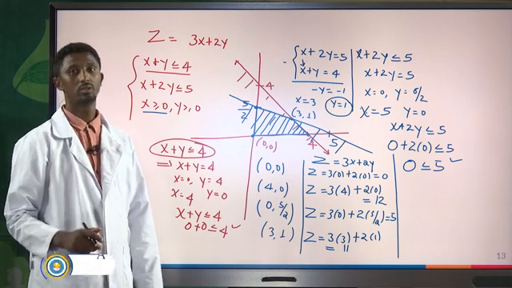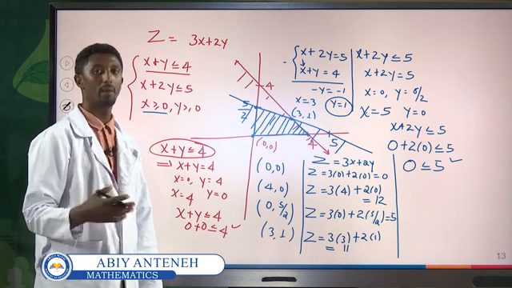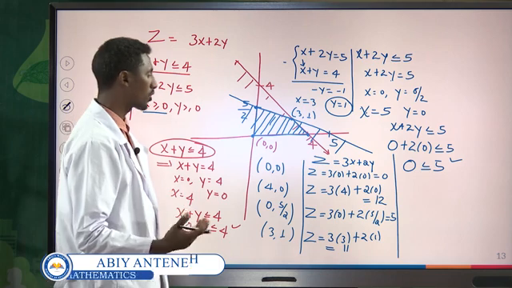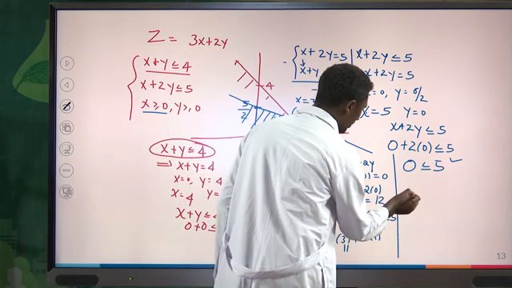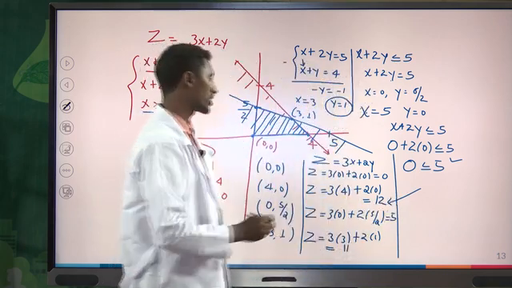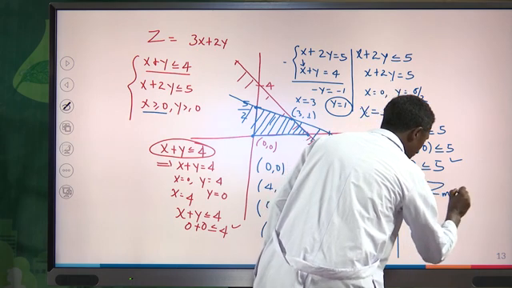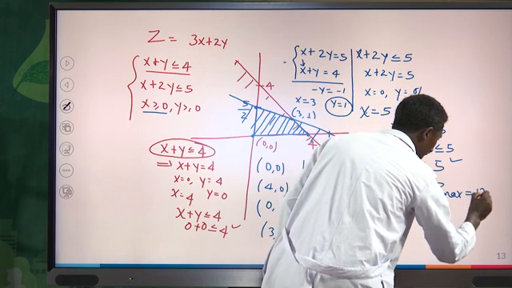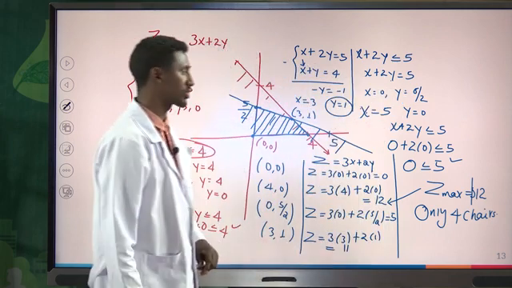Now, the problem of this linear programming is finding a maximum value, or a maximum profit. So we have this maximum value. What is z maximum? z maximum equals 12. So the company can make $12 only by making 4 chairs.